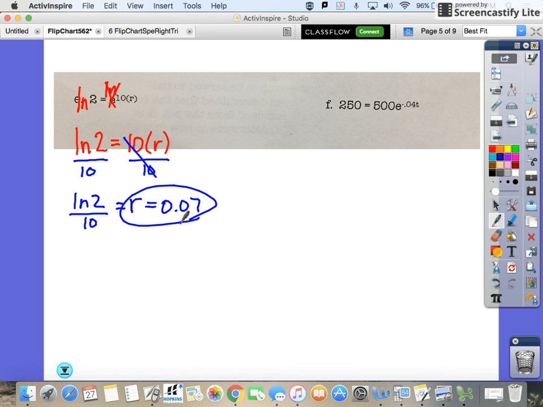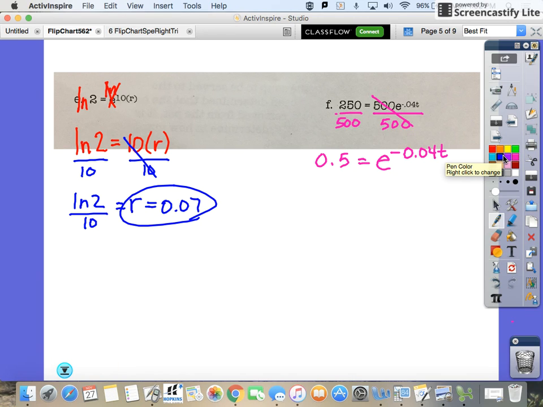And we'll do the same thing over here. We have one extra step on this one, unfortunately. We need to divide by 500. Divide by 500, and we're left with e to the negative 0.04t equals 1/2. You can leave it as 1/2, or in class, students preferred I write 0.5.